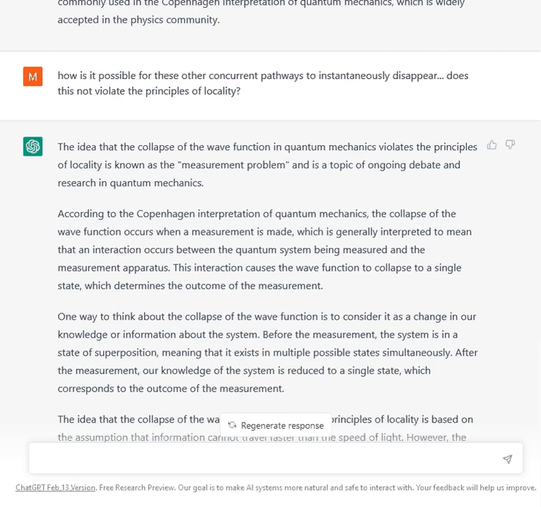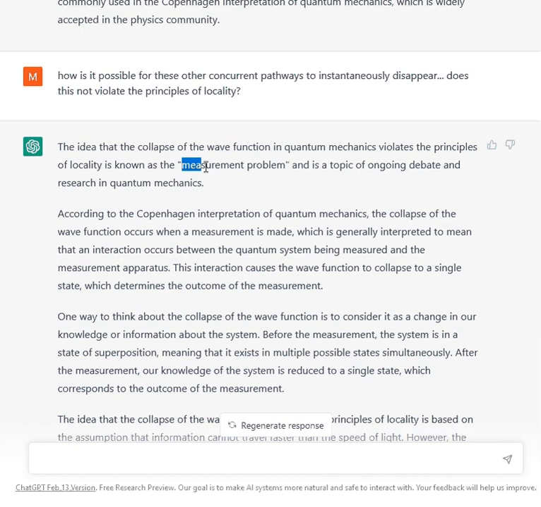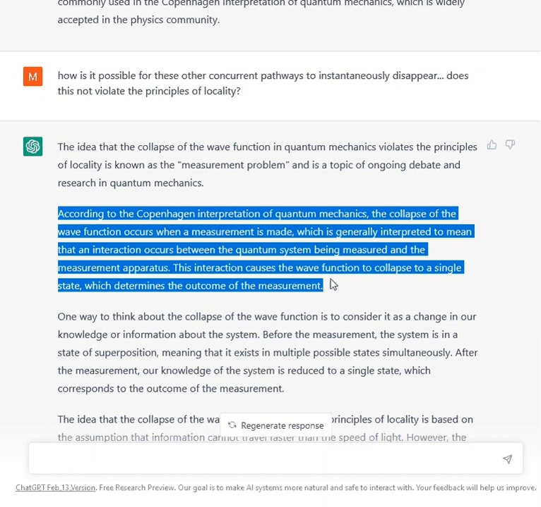All right, so the idea that the collapse of a wave function in quantum mechanics violates the principles of locality is known as the measurement problem. So it's a well-known issue, right? And this is a topic of ongoing debate and research in quantum mechanics. According to the Copenhagen interpretation of quantum mechanics, the collapse of the wave function occurs when a measurement is made, which is generally interpreted to mean that an interaction occurs between the quantum system being measured and the measurement apparatus. This interaction causes the wave function to collapse to a single state, which determines the outcome of the measurement.